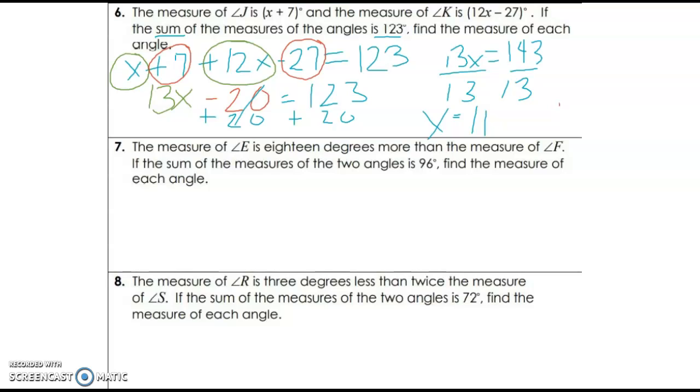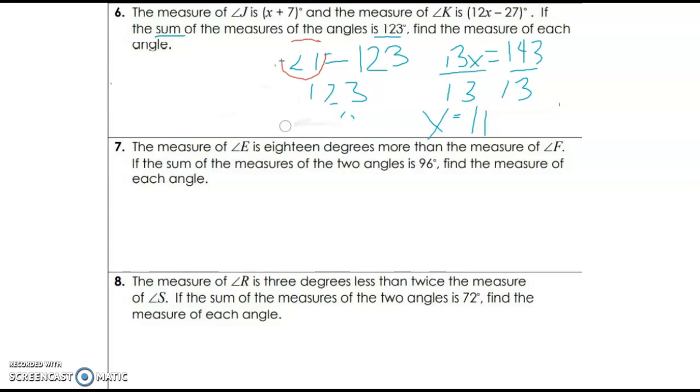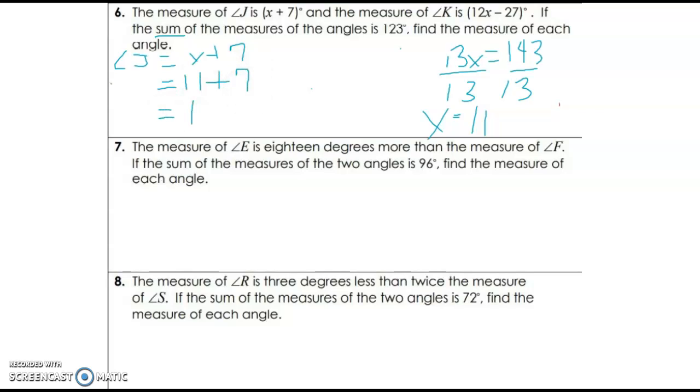Now that we have x, we have to substitute. So we're going to plug in 11 for x for both the measure of angle J and the measure of angle K. Let's start with angle J. So this is x plus 7, we substitute 11 for x. 11 plus 7 would give us 18 degrees. So angle J is 18 degrees.